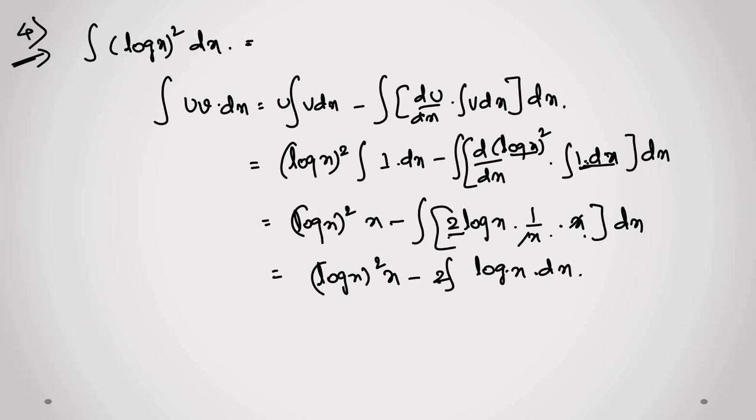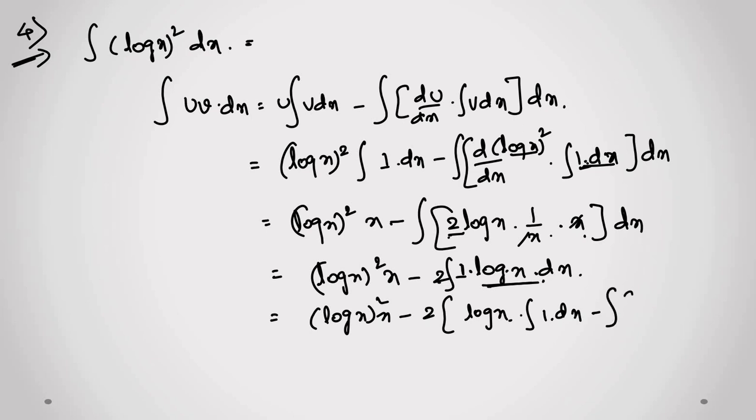What can we write for the integral of log x dx? Again we have (log x) whole square into x minus 2 into the integral of log x. Whenever you have log in these integral questions, you have to take 1 along with it. So it becomes u v like log x into the integral of v dx, that is 1 into dx, minus integral of d by dx of u, which is log x, into integral of v dx, into dx.